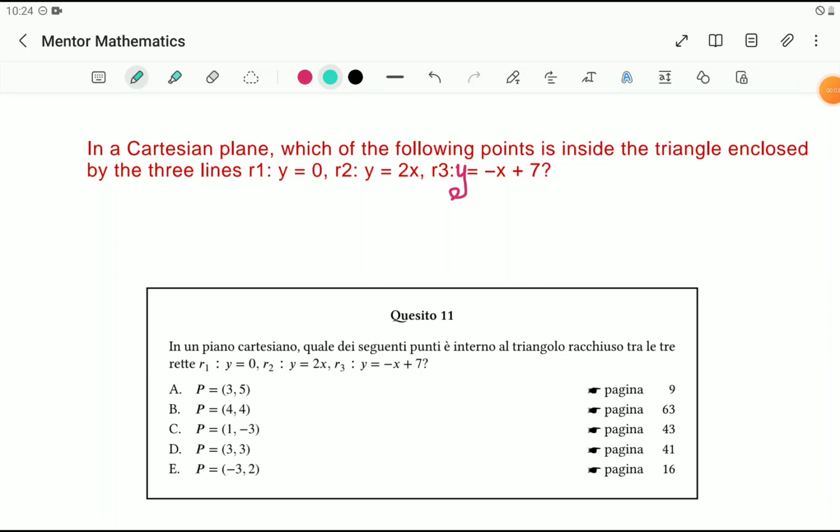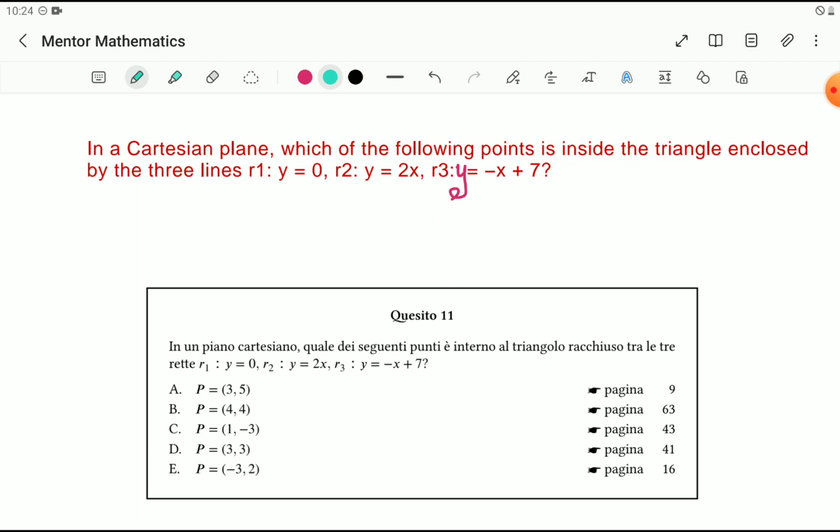Today we are going to solve problems number 11 to 20, and this is our second tutorial from Mentor Mathematics. I hope you understood problems 1 to 10 very well. If you still have some questions or any query, just let me know. So this is our first problem.